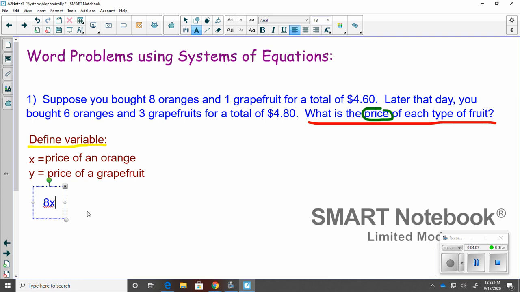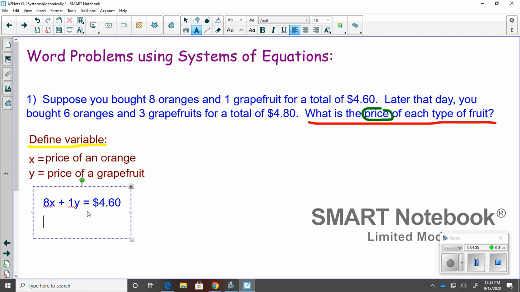So 8 times the price of an orange. You also bought grapefruit, so there'll be a plus sign. Grapefruit is the Y. The price of the grapefruit is Y. We know you bought 1 grapefruit, so 1Y represents the total price of the grapefruit. We know that first purchase you spent $4.60. So that's your first equation.